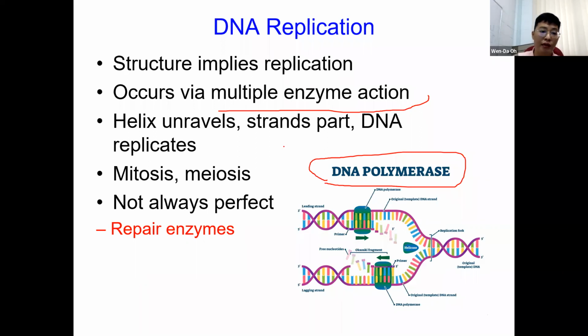Mitosis is when you have a somatic cell division. Meiosis is when the cell is dividing to become sperm. So the number of chromosomes for mitosis is, let's say if you are human, 46, and then meiosis will be 23, half of that. So it's not always a perfect process. That's why we need a certain enzyme to help us repair if there's a problem. This kind of enzyme, we call the repair enzyme.